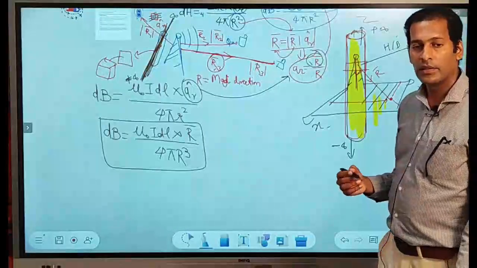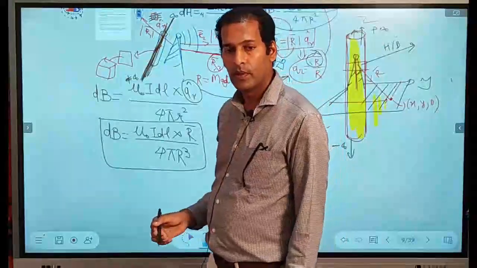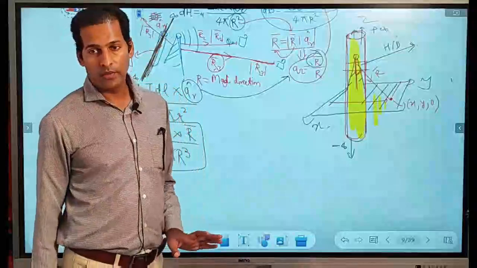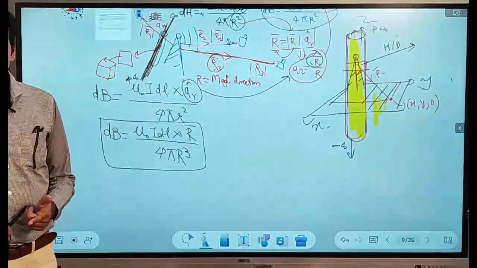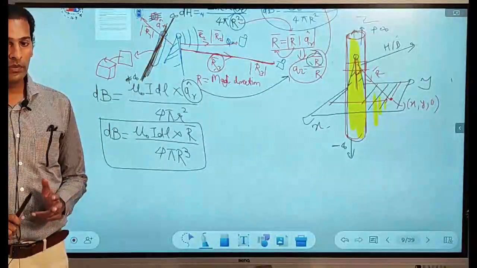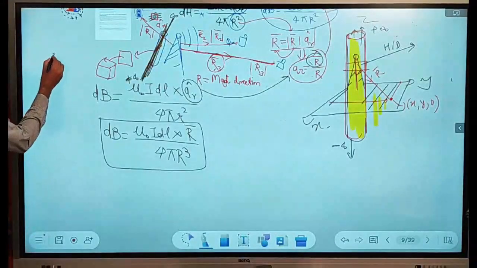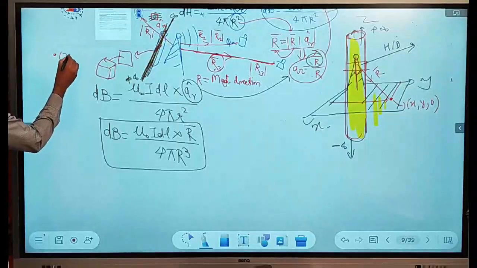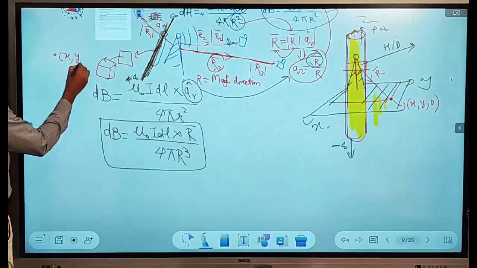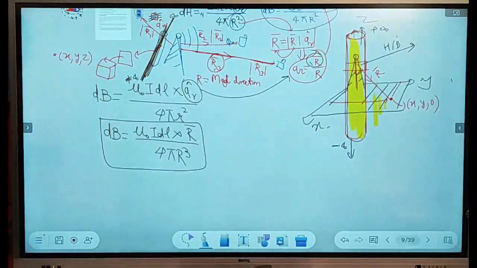Conductor is a shape of cylinder. So we have 3 types of coordinate system. One is Cartesian, one is cylindrical, third one is spherical. In Cartesian coordinate system, any point P we can represent by distance from X axis, Y axis or Z axis.